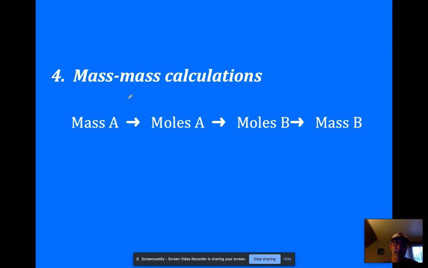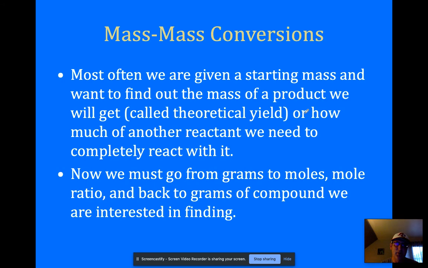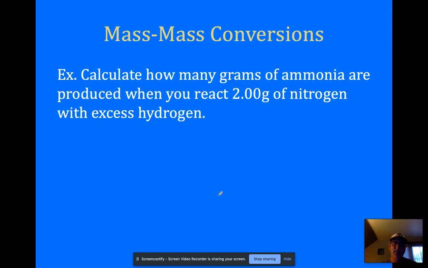Mass of A to moles of A, so this will be from the periodic table of whatever A is, the gram amount. Then here's your mole ratio from the balanced equation, and then changing it back to grams of a new substance. So it's going to be a different mass than this substance here, but that's just changing it back. Okay. And it says here, most often we're given a starting mass and want to find the mass the product will get. Okay, now we must go from grams to moles, mole ratio, then back to grams of the compound we're interested in finding.